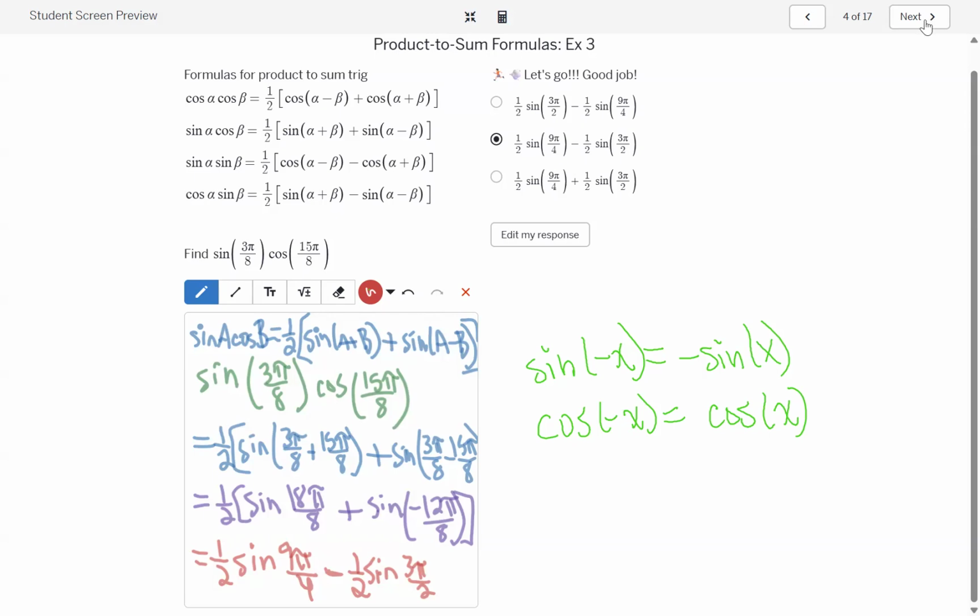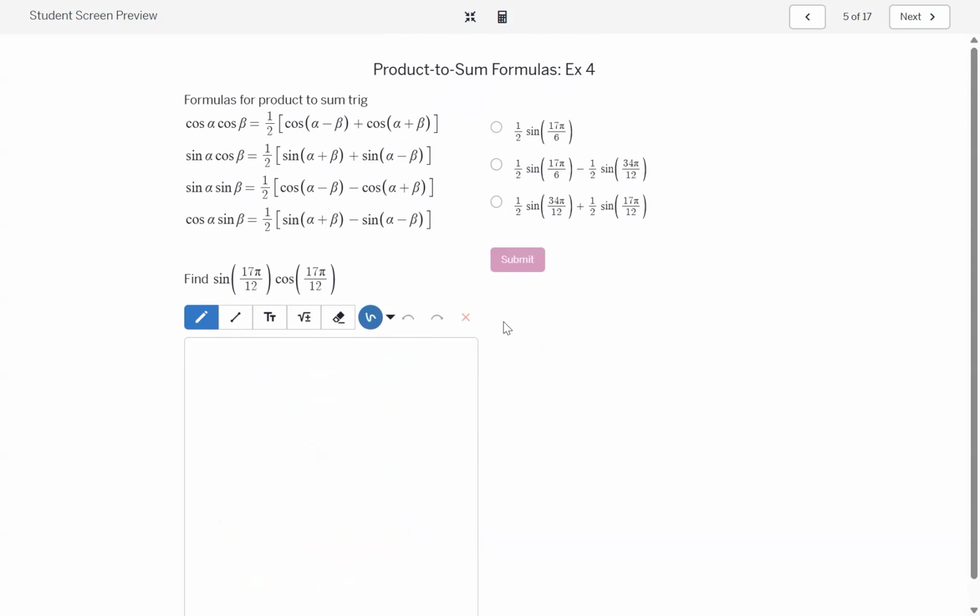All right, we got one more of these. So now this one is a little extra silly, but the formula will still work. So we have sine of 17 pi over 12, cosine of 17 pi over 12. Wait, yes, I said the same angle twice. So we can do it this way, but there are actually some other ways to handle this problem, and it means our answer is going to look a little weird.